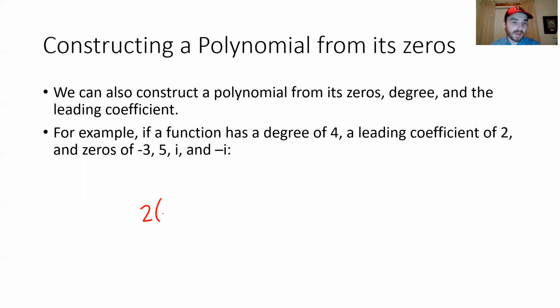Then we've got a 0 at x equals -3, which means we have a factor of x plus 3. We have a real 0 at x equals 5, which means we have a factor of x minus 5. Then we've got 1 at i, so we're going to have x minus i, and then we're going to have x plus i.